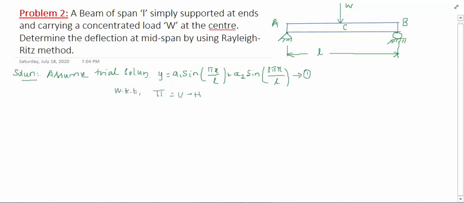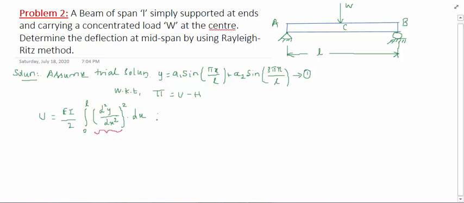Now we know that the potential energy is equal to U minus H. U is the strain energy, H is the work done by the external force. We know the formula for U is EI/2 times the integral from 0 to L of (d²y/dx²)² dx. You have to memorize this equation to solve this problem.